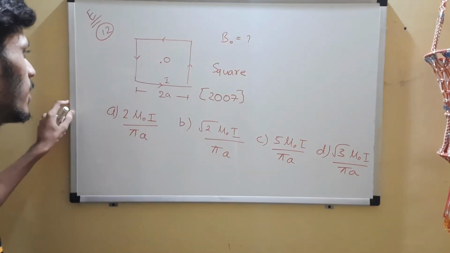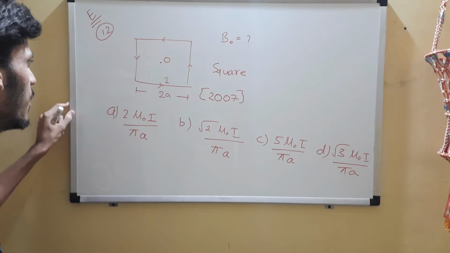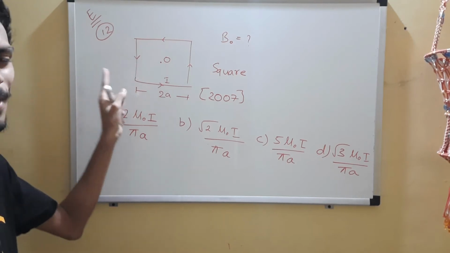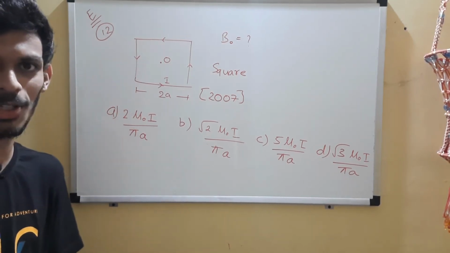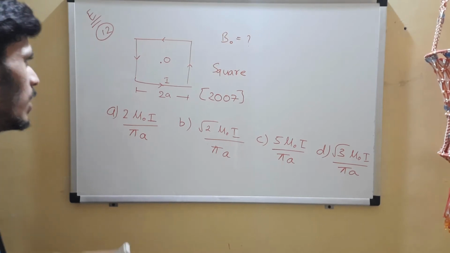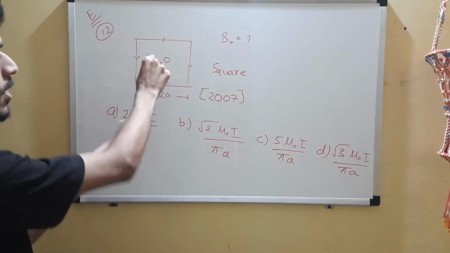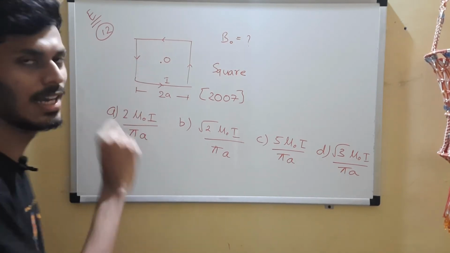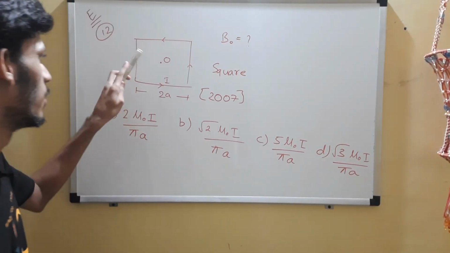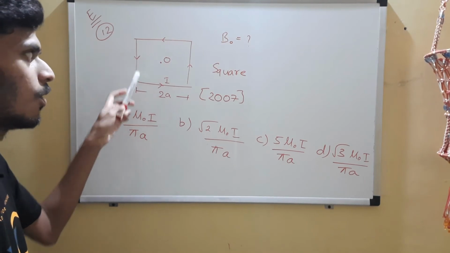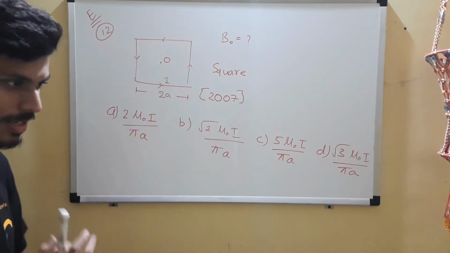That is one thing that we are going to do. And if you see it, due to symmetry, there will be an equal contribution from each wire. The field at point O will be equal due to all four wires, because this point O is at the center. So the field at point O will be equal contribution of this.